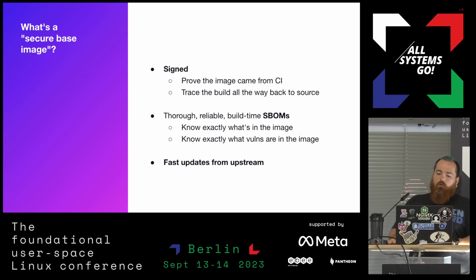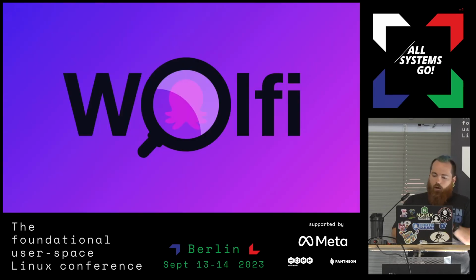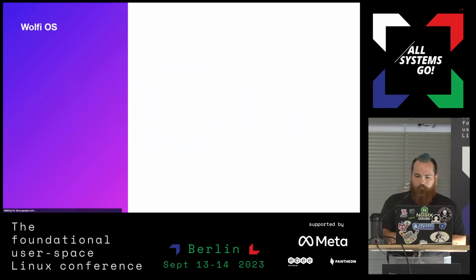The way we work through this is with fast updates from upstream. As soon as a patch is available, it's inside our images within 24 hours, even faster if it's a critical CVE or if a customer asks us, we need this image patched today. Our answer for that is Wolfi.